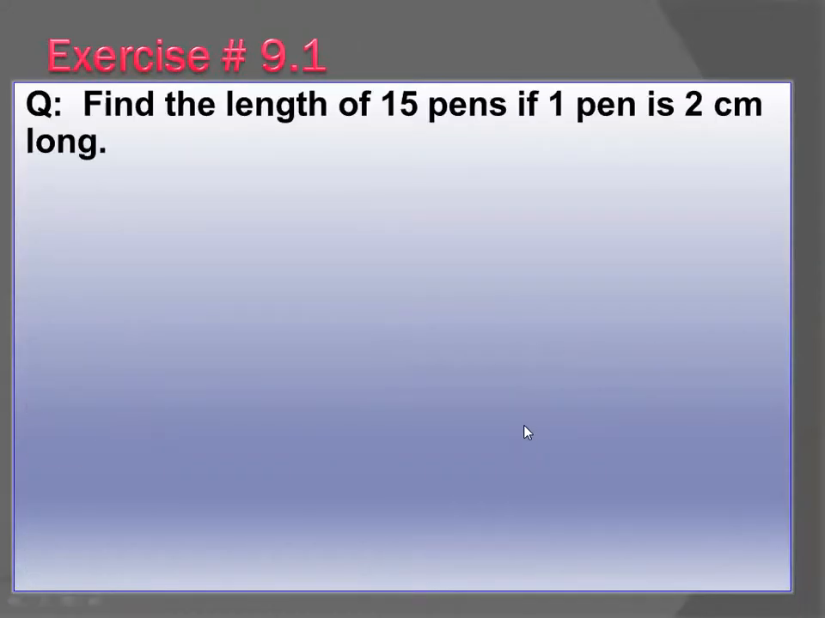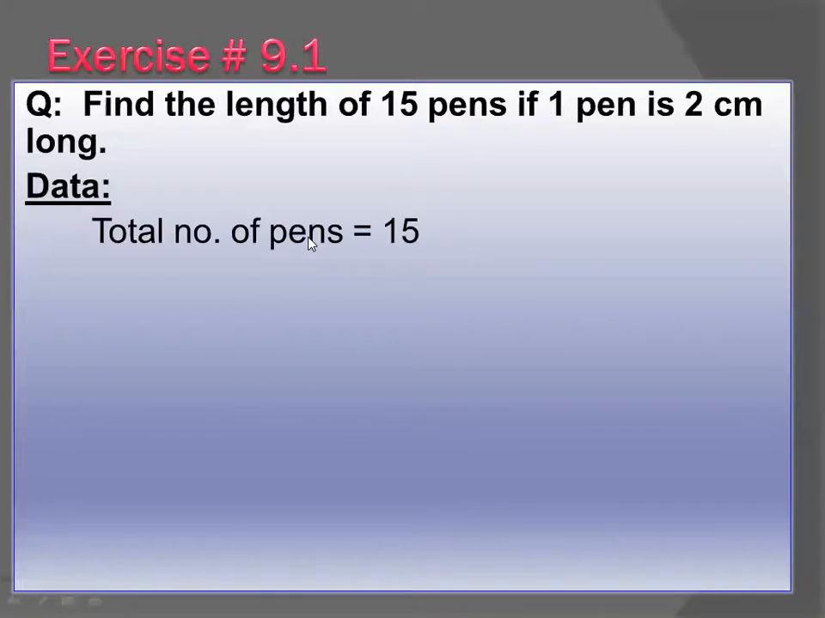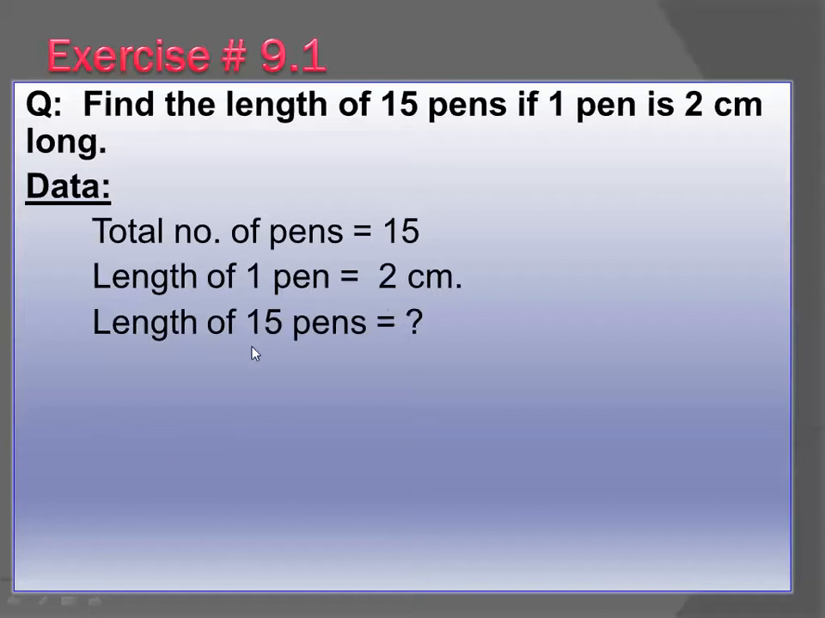Here you have question, find the length of 15 pens. How many pens are there? You have total number of pens here, you have 15. If one pen is 2 centimeter long, okay, here you have to find out the length of 15 pens, and the length of one pen is 2 centimeter long. I'm going to show you data and solution you will be provided. Total number of pens is equals to 15 and the length of one pen is equals to 2 centimeter. But you have to find out length of 15 pens.